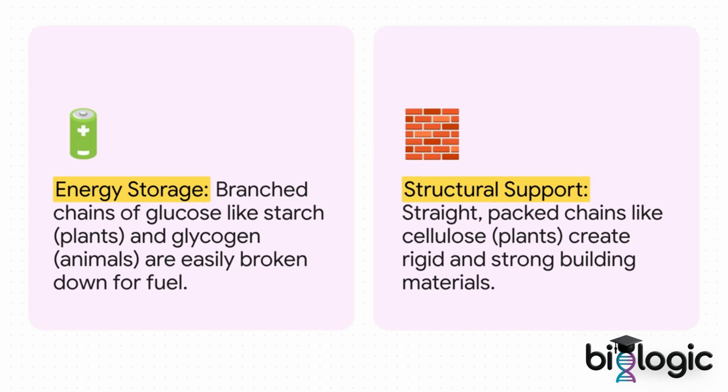So, what happens when you link all those simple sugars together? You get these huge chains called polysaccharides. And here, shape is everything. If the chains are all branched, like with starch in plants or glycogen in animals, they become perfect for storing energy, easy to break apart when you need a boost. But if the chains are straight and packed together tightly, like cellulose in plants, they become incredibly strong building materials. We're talking about the stuff that gives plants their structure.